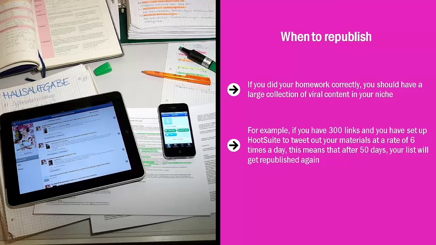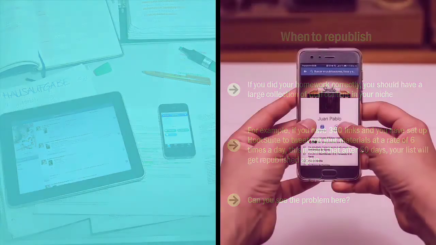this means that after 50 days, your list will get republished again. You may want to tweet more frequently, like 12 times a day, and this would cut down your republish date to 25 days. Can you see the problem here? You're probably going to lose followers if it becomes obvious to them that you're just recycling the same content over and over. This is why I suggest that you get a huge amount of content so that even if you are publishing at a very frequent clip, every single day, your republication is not going to look obvious.